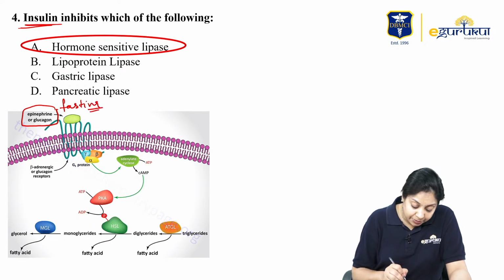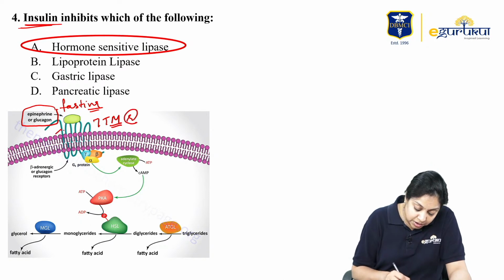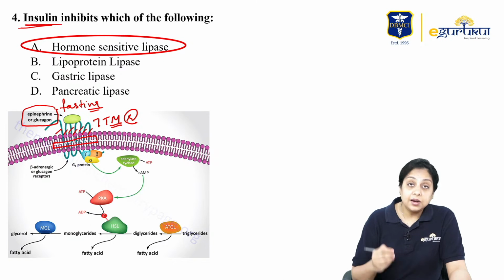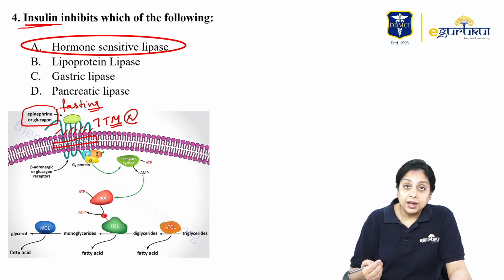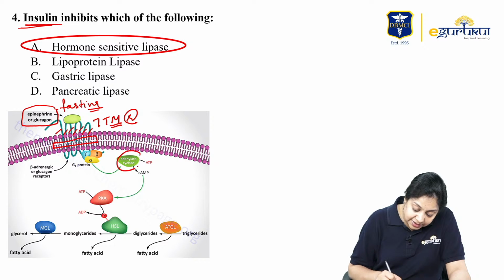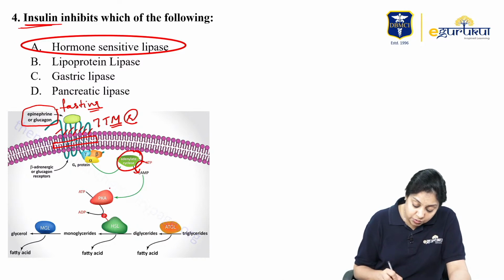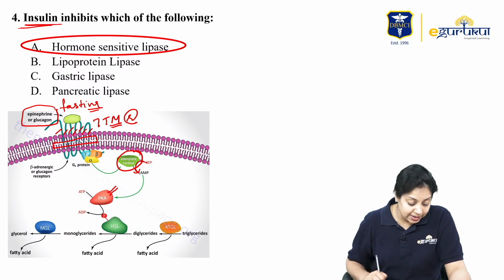Insulin and epinephrine or the glucagon bind to this 7-TM receptor. Why 7-TM receptor? 7 means there are 1, 2, 3, 4, 5, 6, 7, right? 7 transmembrane regions, which is going to transfer the signal inside the cytoplasm. Then adenylate cyclase is activated, which converts ATP into cyclic AMP, and the increased level of cyclic AMP is going to activate protein kinase A.